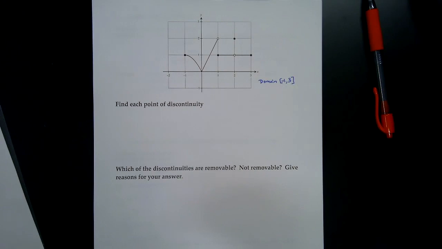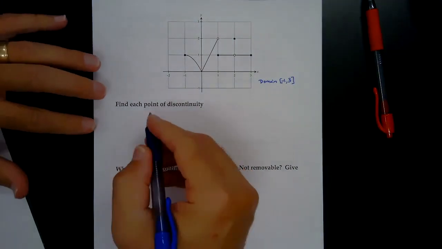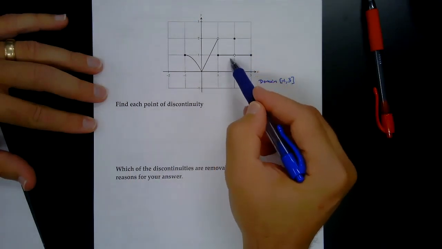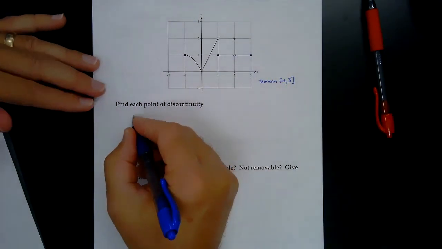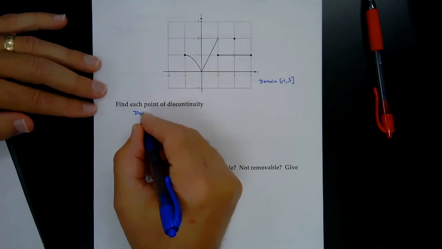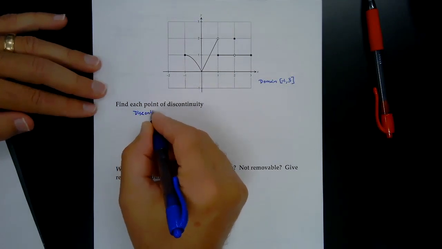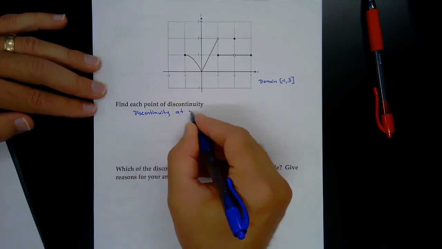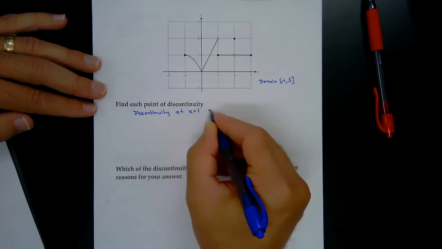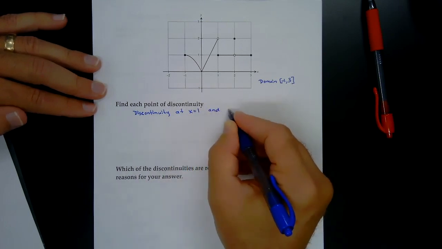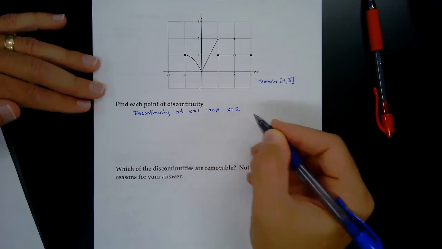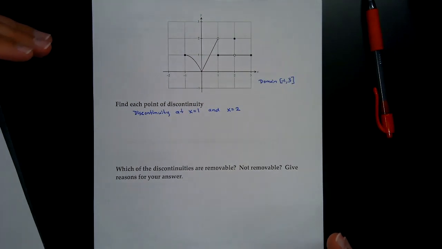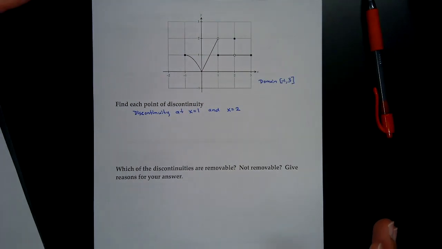So where are there breaks in this graph? There's a discontinuity at this x value and also at this x value. So we have discontinuity at x equals 1 and at x equals 2. Now, which of the discontinuities are removable, not removable? Give reasons for our answer.